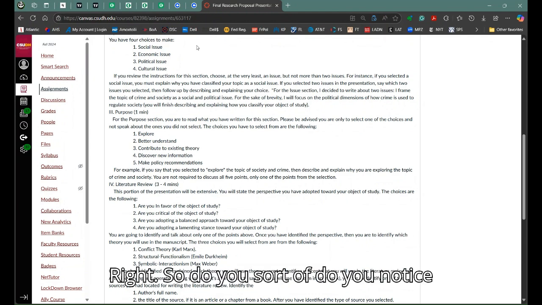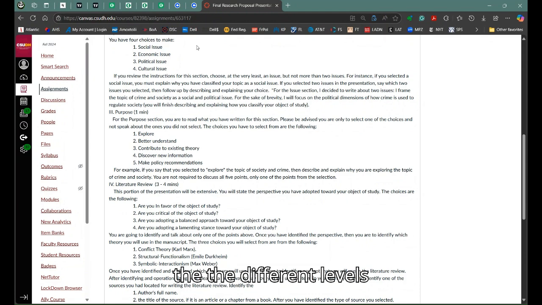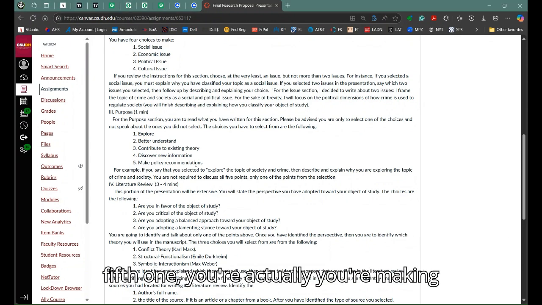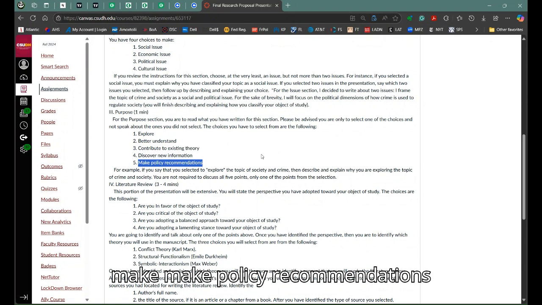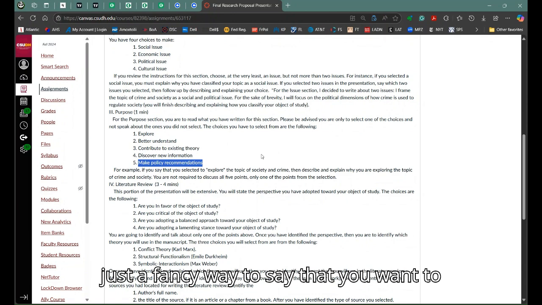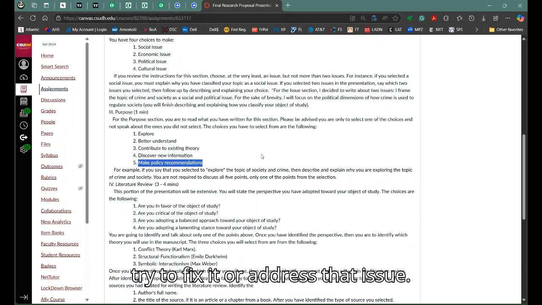Right. So do you notice the different levels of involvement by selecting those four choices? Because by selecting the fifth one, you're making another type of argument. And in this point, number five, make policy recommendations would mean that you want to help ameliorate, and ameliorate is just a fancy way to say that you want to try to fix it or address that issue, right? And so this is something you would say.